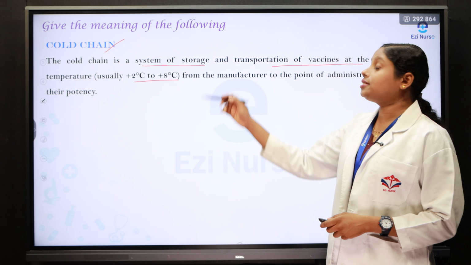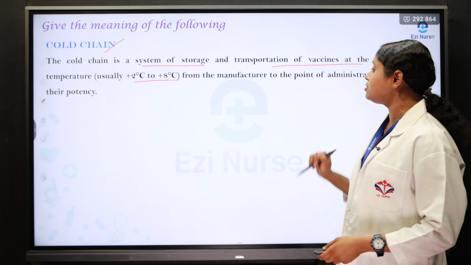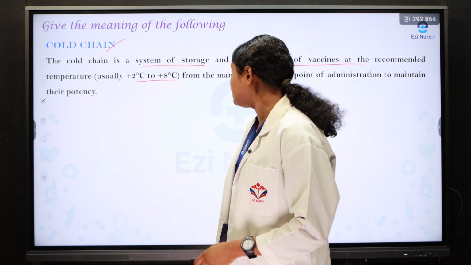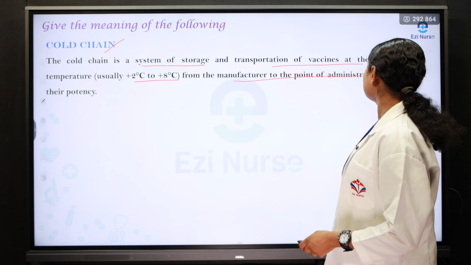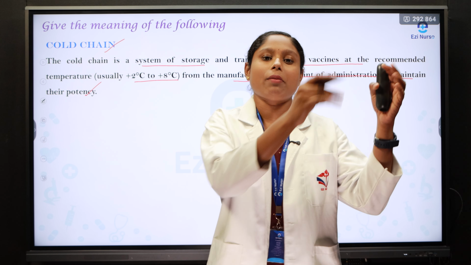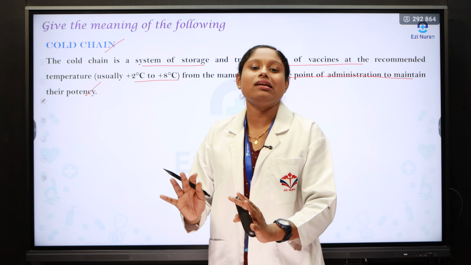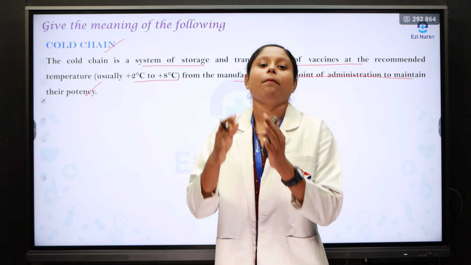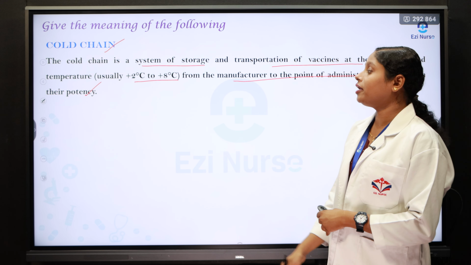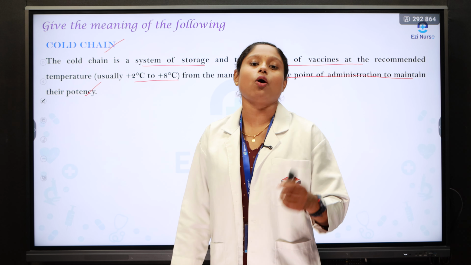So cold chain is a system of storage and transportation of vaccines at recommended temperature, usually 2 degrees Celsius to 8 degrees Celsius from the manufacture point to the administration point to maintain their potency. So from the manufacture point to the administration point, we are storing and handling the vaccines to maintain their potencies in that temperature. So the particular temperature is 2 degrees to 8 degrees Celsius. That is what known as cold chain.